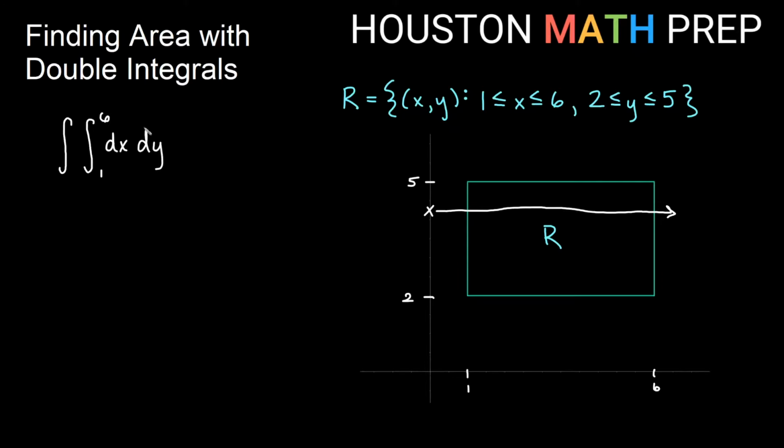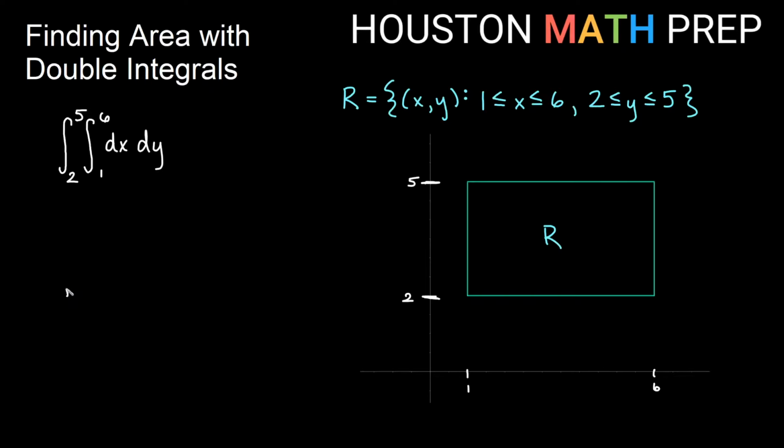And now our outermost bounds just need to be constants, and we simply need to go from the lowest y value to the highest y value. So the lowest y value here is 2, so we go ahead and say a lower bound of 2, and the uppermost y value is 5, so our upper bound is 5.